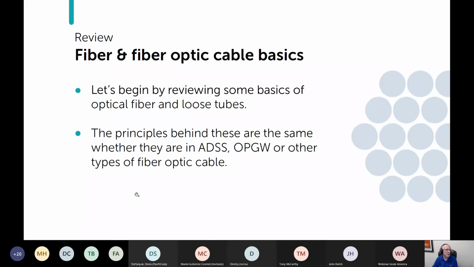So to begin with ADSS cable, we need to review some basics. These are things you probably already know. We're just going to review them very quickly, and they're important for understanding certain aspects of ADSS design as we continue through the presentation. And these basic principles are important for any cable. So ADSS, OPGW, duct cable, it doesn't matter. These basic principles apply to any type of fiber optic cable.